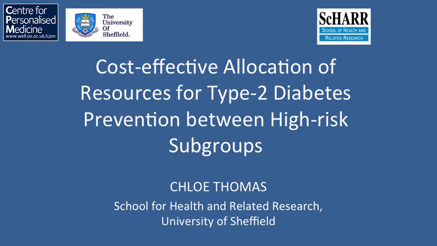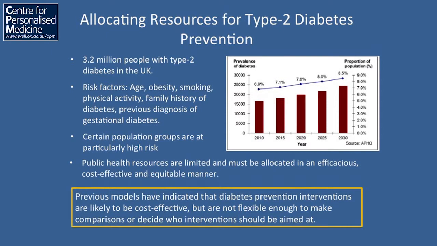So there are over 3 million people with type 2 diabetes in the UK, and this is increasing, particularly due to the risk factors of age and obesity. But there's many other risk factors of type 2 diabetes, including smoking, lack of physical activity, family history, and previous diagnosis of gestational diabetes. And we know that certain population groups are at particularly high risk. So, for example, people of low socioeconomic status, and also certain ethnic groups. So, for example, South Asians are at particular high risk.